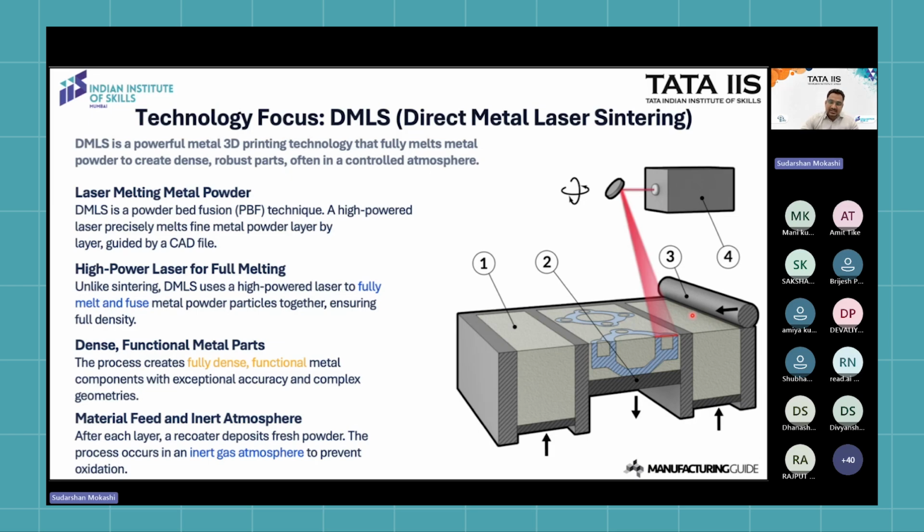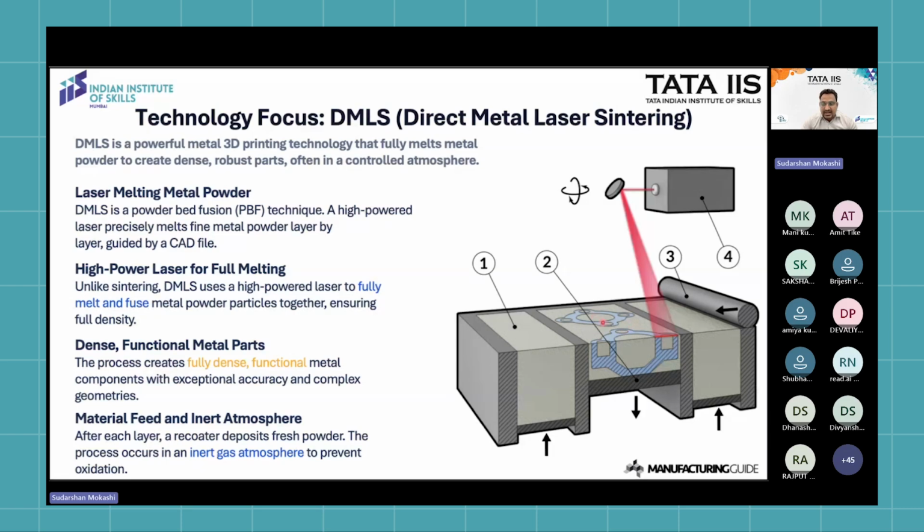The structure is the same as SLS: we have a laser unit at the top, and we have one compartment where we put the fresh powder. This roller moves from right to left side, so it will spread the powder on this platform. This is the printing area, which has a size of 250 by 250 by 300, or maybe 400 by 400 by 400. According to the machine configuration, you can take the build size. So parts of that size we can print here.